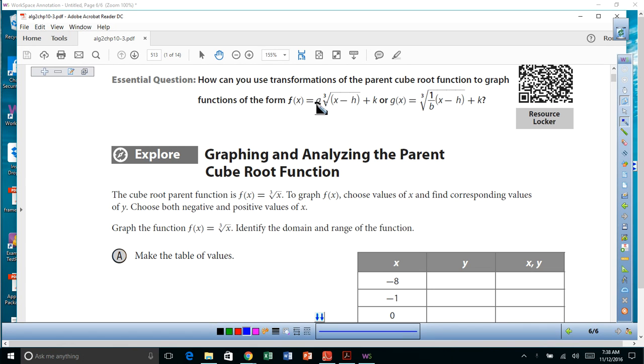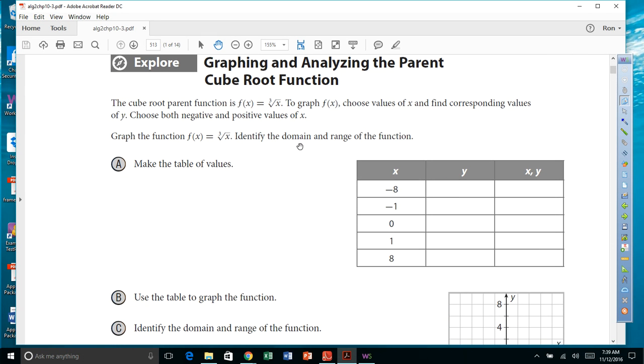We're seeing some of the same. You got A, you got H, you got K, you got B. These all do the same thing with cube root functions that they did with square root functions, that they did with parabolas and such. So it's still the same thing.